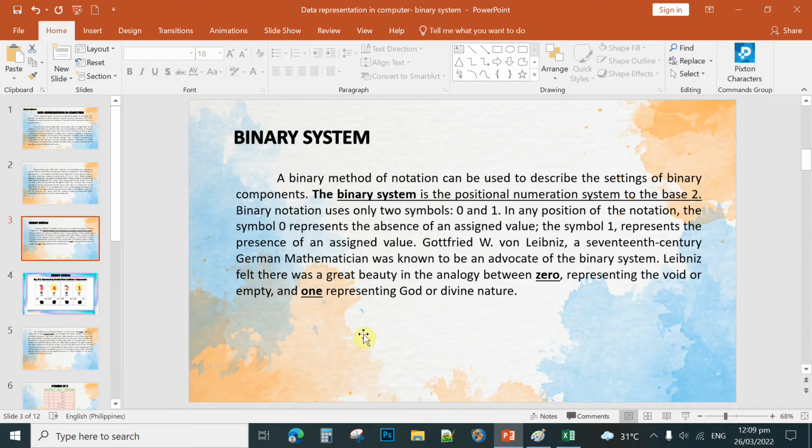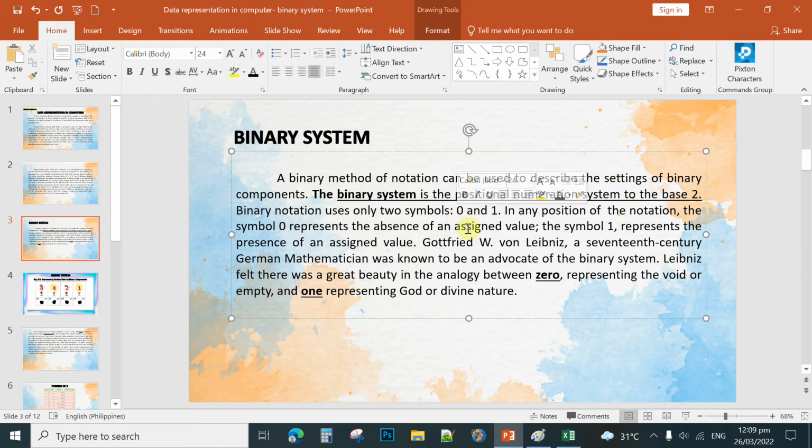So what is the binary system? A binary method of notation can be used to describe the setting of binary components. The binary system is the positional numeration system to the base 2. Binary notation uses only two symbols: 0 means off and 1 means on in a specific circuitry. In any position of the notation, the symbol 0 represents the absence of an assigned value, and the symbol 1 represents the presence of the assigned value.